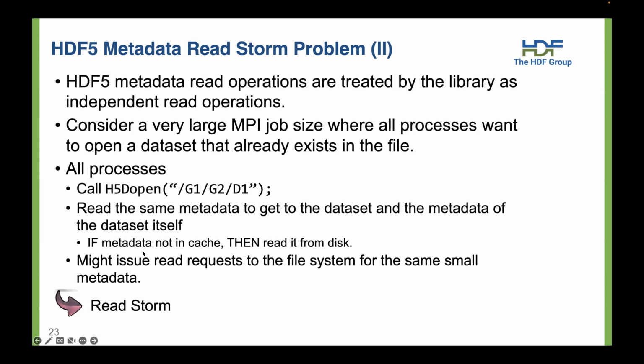So that's if the metadata is not cached. Then if you don't set the metadata cache large enough, for example, it's going to have to go to the disk. So you have all the ranks going to disk to read that data. This was happening in CGNS, and we termed that the read storm.